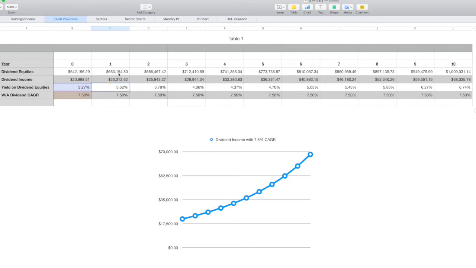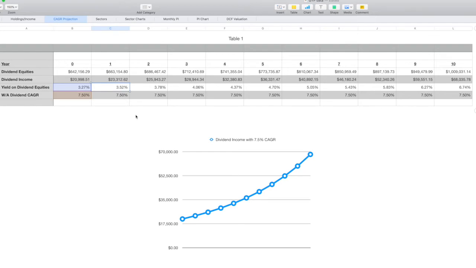I'm not assuming any capital appreciation. I'm not assuming any capital depreciation, which is also very possible. Just to keep it simple, I'm literally just assuming every year I'm reinvesting my dividends, and that's what's growing my overall pie up here. And then I'm also assuming a 7.5% increase on the dividend payout rate over the next 10 years. And this gives you a really nice illustration of compounding interest.